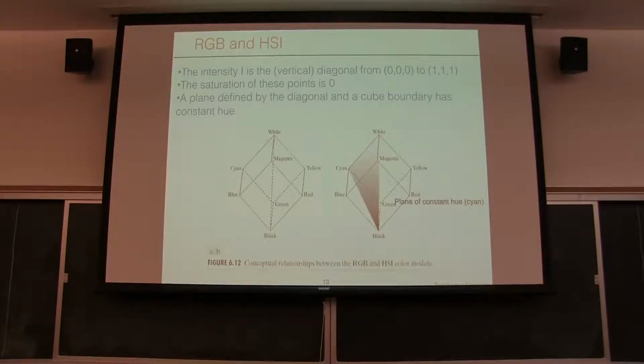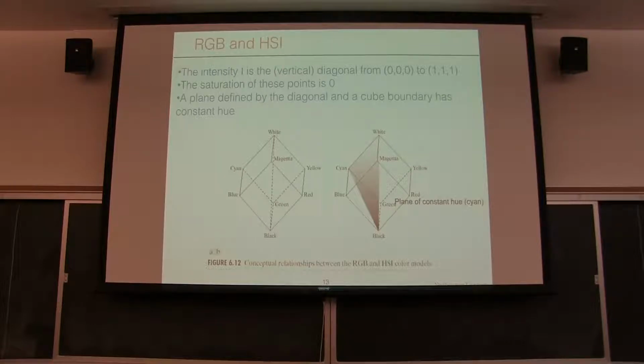Gray has equal amounts of red, green, and blue, the primaries. What is changing is the intensity. If it's at full intensity, it's white. If it's at 0 intensity, it's black. Anything in between will be gray. So that diagonal represents the grayscale.